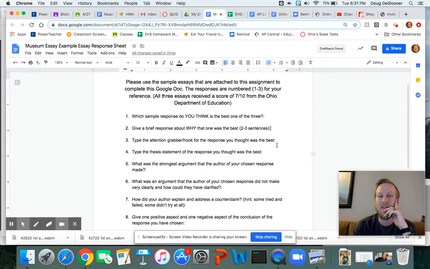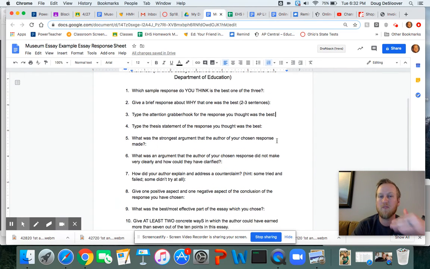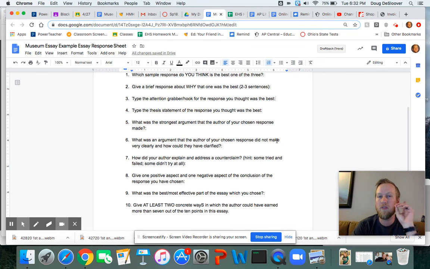Number 3, type the attention grabber or the hook for the response you thought was best. Once you've chosen one, pretty much all of the other prompts here are going to deal with the one that you've chosen. So for number 3, you're just typing the attention grabber or the hook for the one you thought was best. Not all 3, just the one you chose. For number 4, you're going to type the thesis statement of the response you thought was best. So again, let's say you chose response 2, you're going to type the thesis statement for response 2 right here.